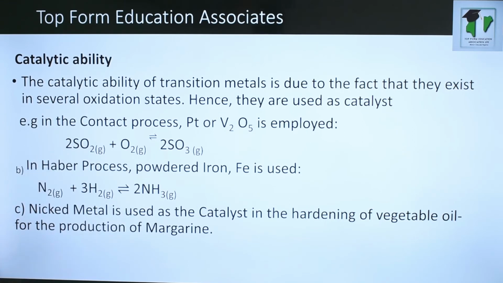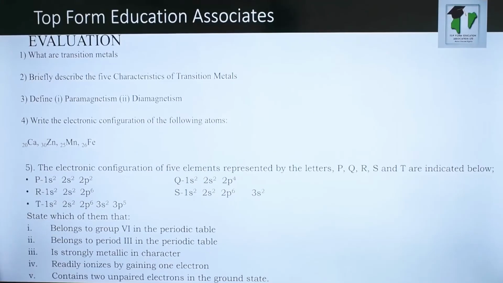So you can see that the catalytic property of transition metals cannot be overemphasized. They are used as catalysts in most reactions we use in the industries, and the reason for that is because they have variable oxidation states. Evaluation.